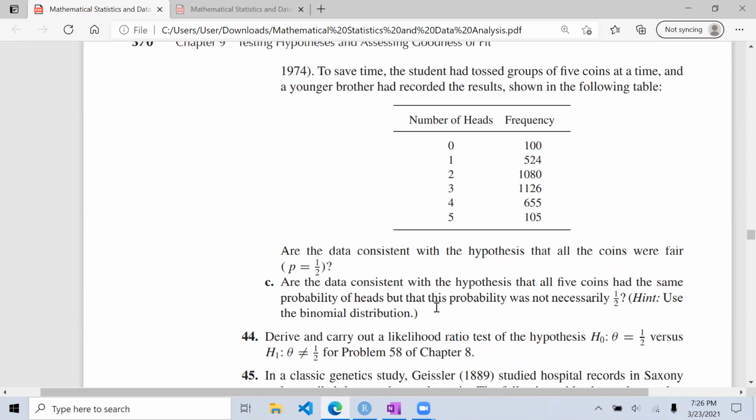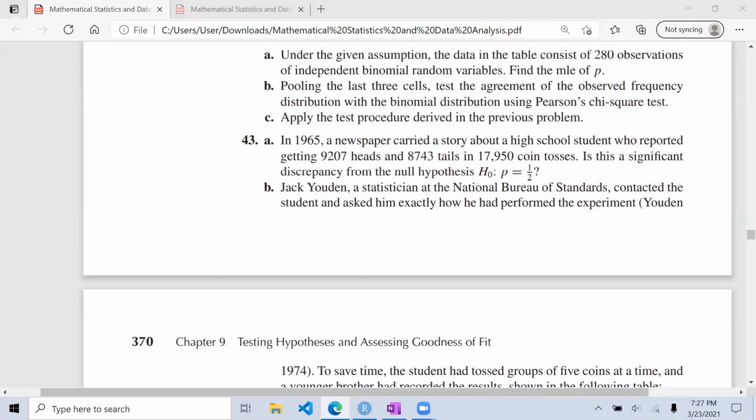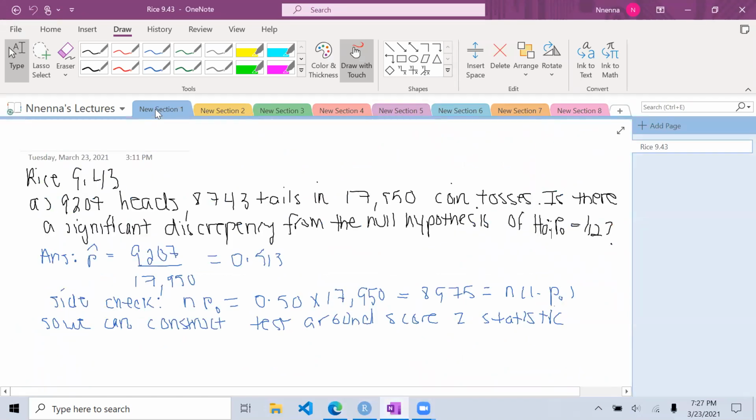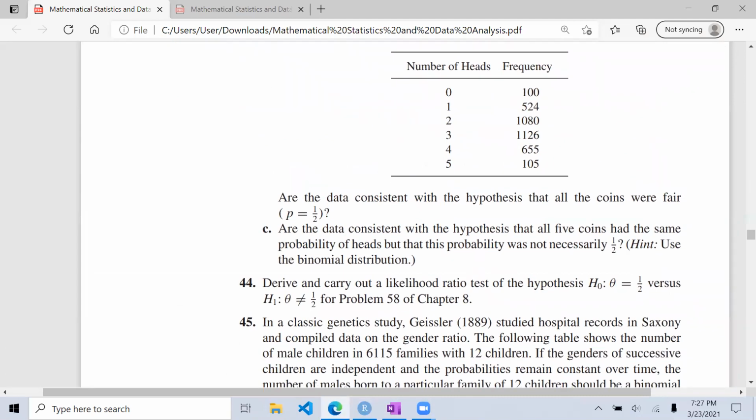Because in part B, they're saying, is the data consistent with the fair coin toss if P is equal to 1/2? But it's not quite the same, because part C is saying, is it possible that you do have the same coin being tossed in 5 different trials, but it's not a fair coin toss? So it's asking you to use your hypothesized P from part A. Remember in part A, we got 9207 over 17,950. Now the question is, maybe it's this possible P hat that yielded the table you actually saw.